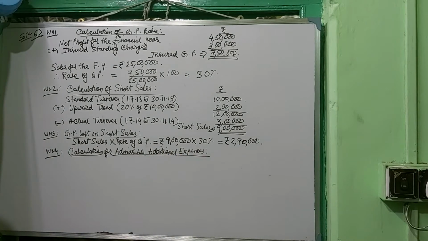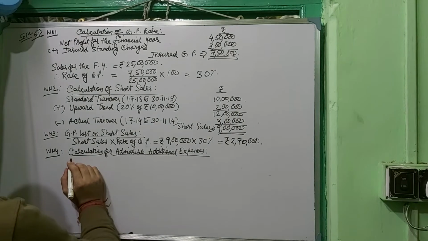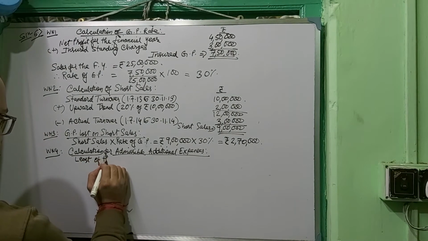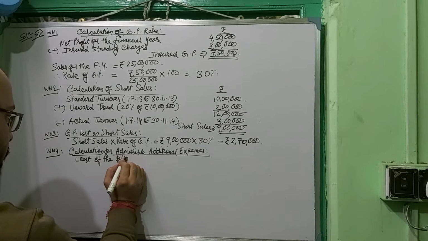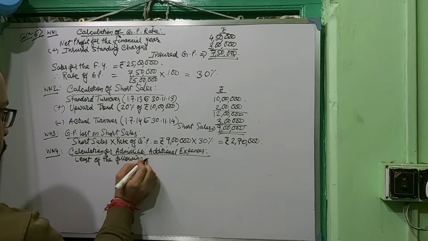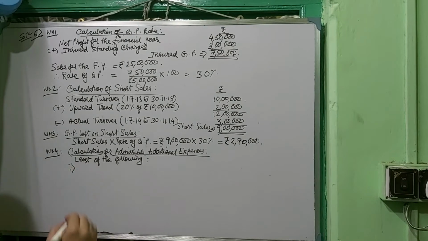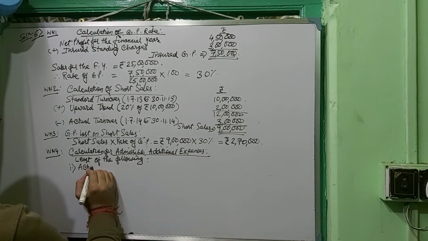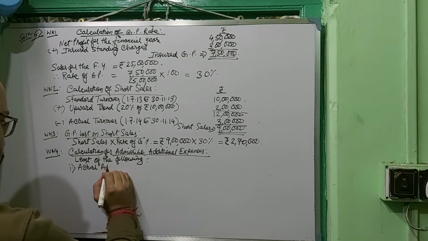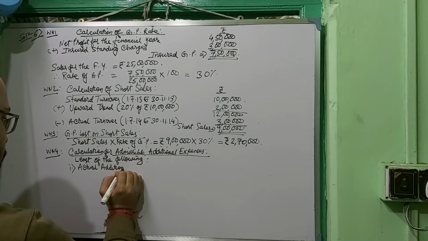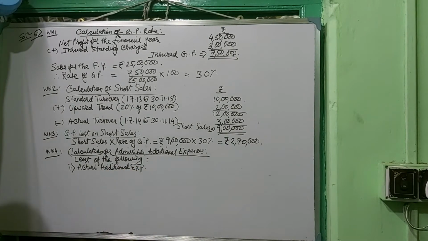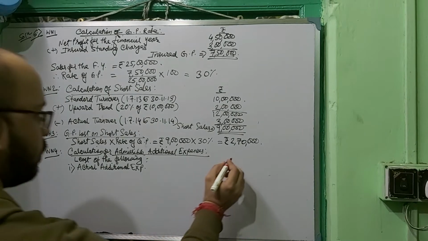You know what thing you have to calculate? Least of the following. Number 1, actual additional expenses, which is given as 45,000, right?